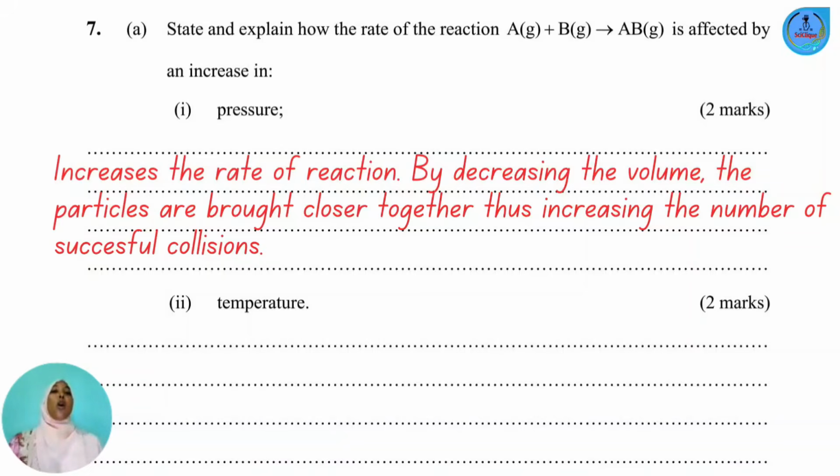So when we increase the pressure, it's going to increase the forward reaction where we get more of AB. So the reaction is going to increase. A will react more with B in order to form AB. Why? Because AB has lower volume. Remember Boyle's law, pressure and volume are inversely related. You increase the pressure, it's going to favor the side that has the lower volume, the lower number of particles. By decreasing the volume, the particles are brought closer together, thus increasing the number of successful collisions.